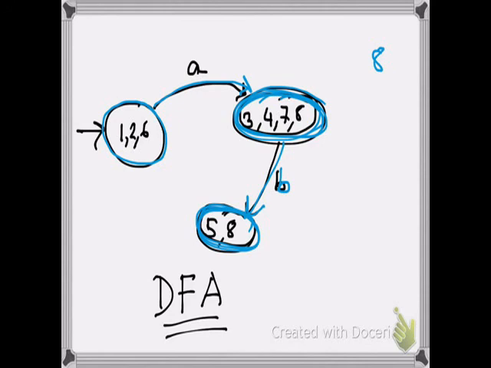So what we have here now is our DFA. So you can see that there are no epsilon transitions, and on a given input symbol there is only one transition. There are not more than one transition on the same input symbol for a given state. So this is how we get our DFA.